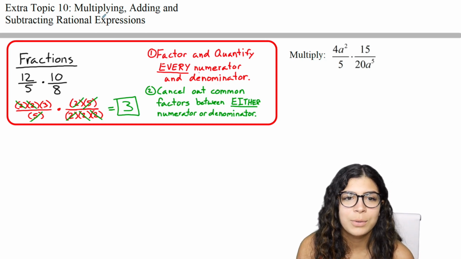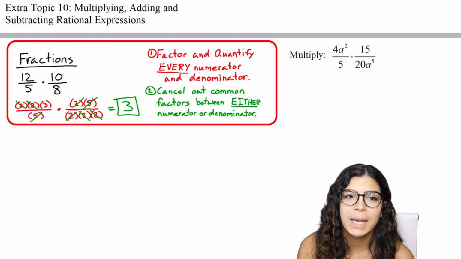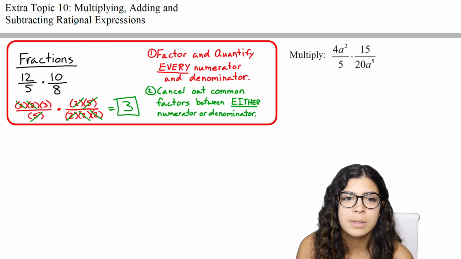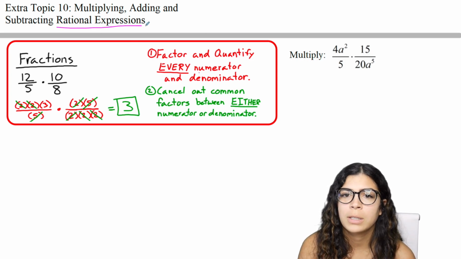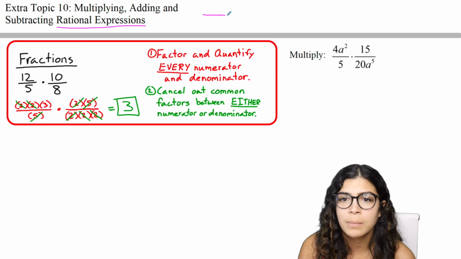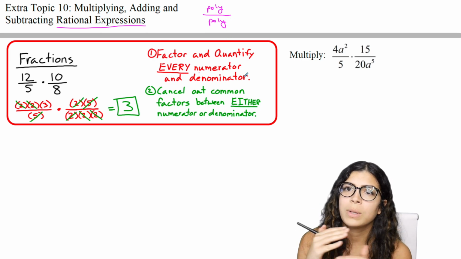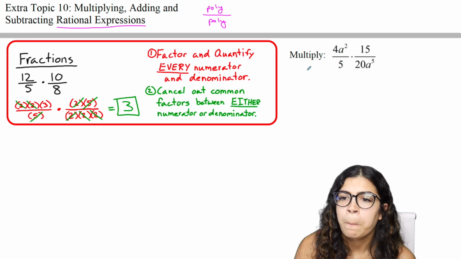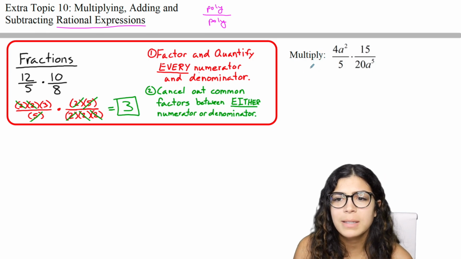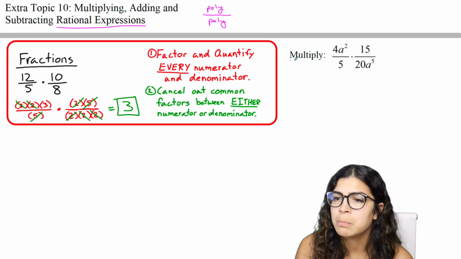All right, so today we're covering multiplying, adding, and subtracting rational expressions. Remember that a rational expression is just a fraction where the numerator is a polynomial and the denominator is also a polynomial. Okay, so basically you're looking at a fraction with some variables in the mix. Now, the first example I have here is very simple, just multiply.